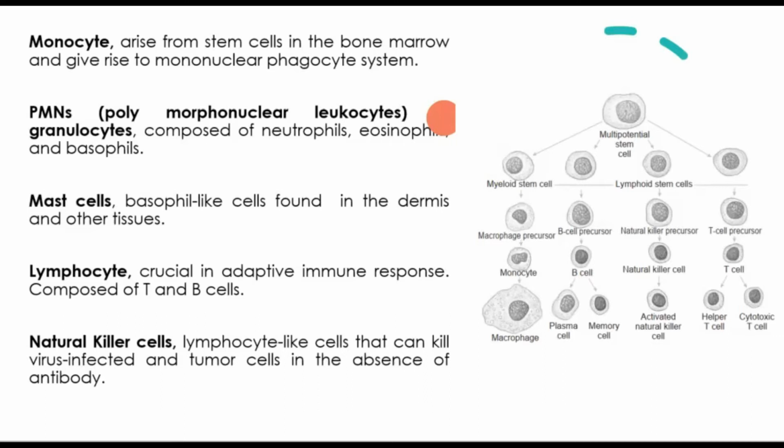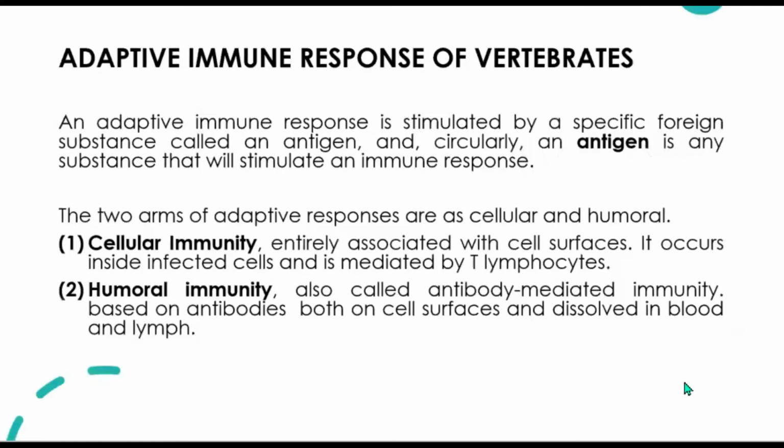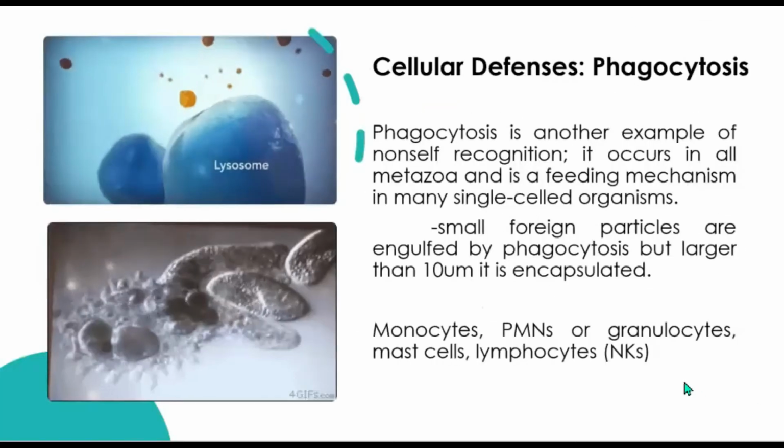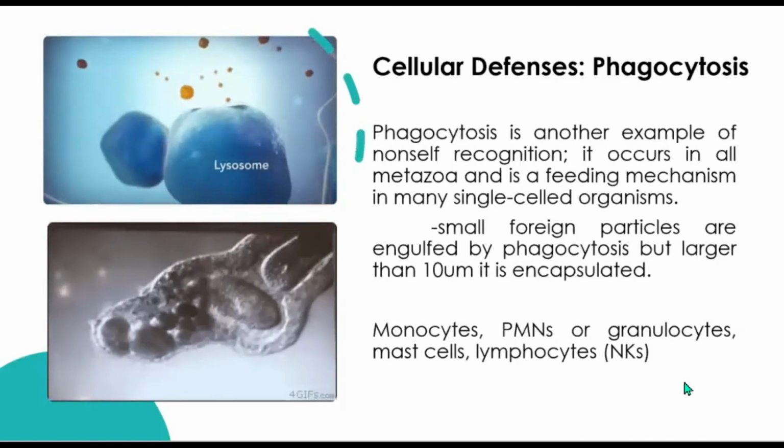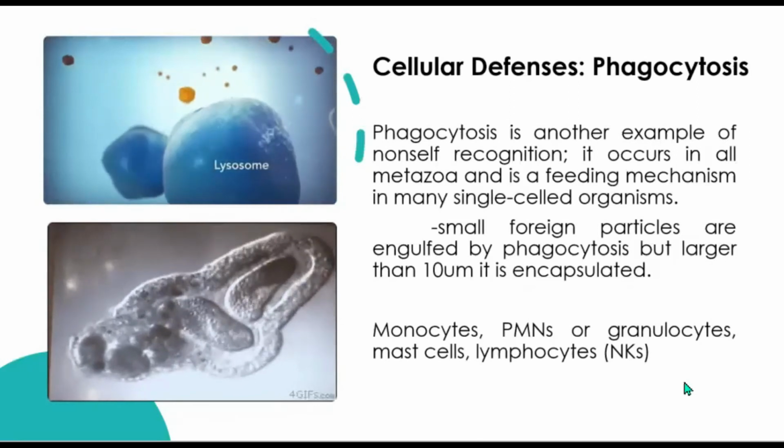Lymphocytes are the cells that circulate in your blood and are part of the immune system. And lastly, the natural killer cells. These are lymphocyte-like cells that can kill virus-infected and tumor cells in the absence of antibody. These are the types of cells that can phagocytose foreign materials.